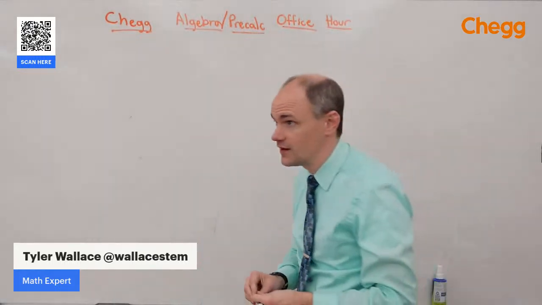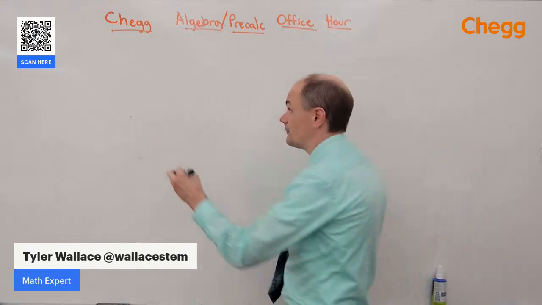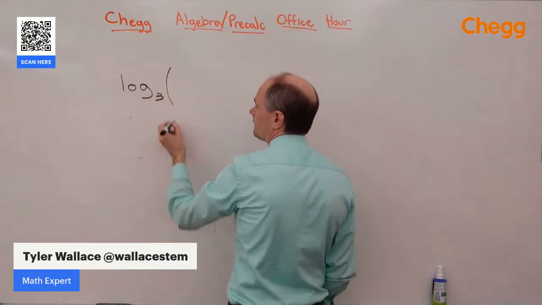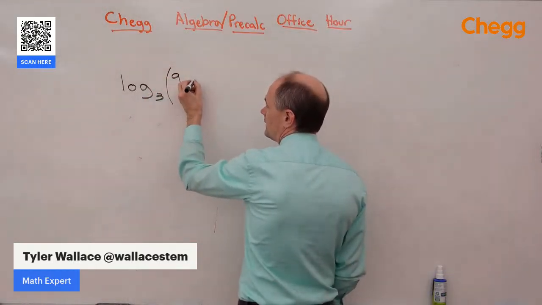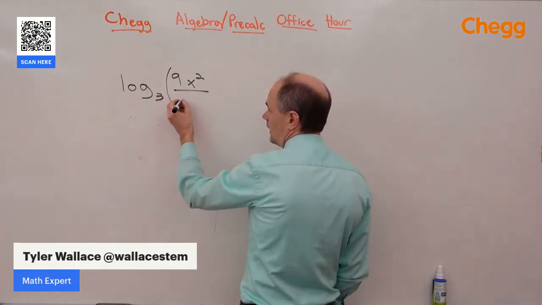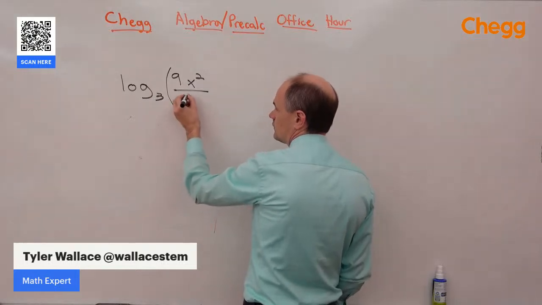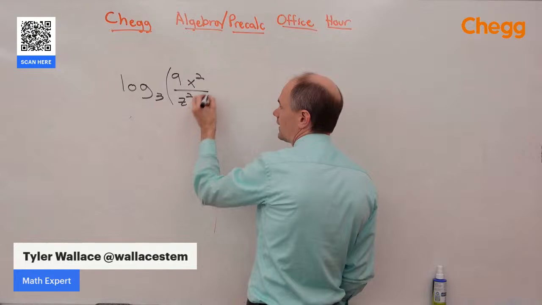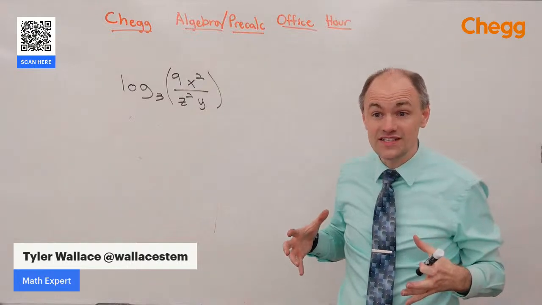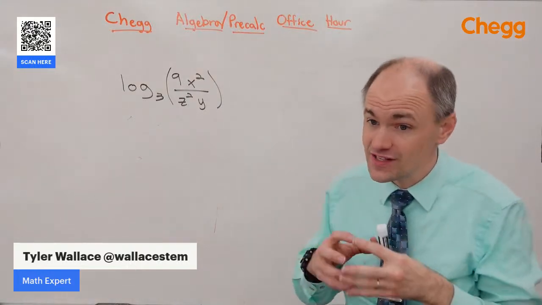Let's see, logarithmic functions tips. What are you doing with logarithmic functions? Are you working with log properties? For example, what if I have log base 3 of 9x squared over z squared times y? We can expand this out into several logs. And this seems like a very trivial exercise.